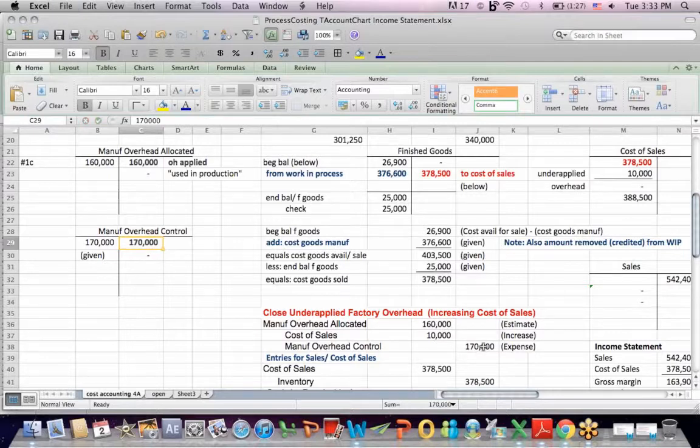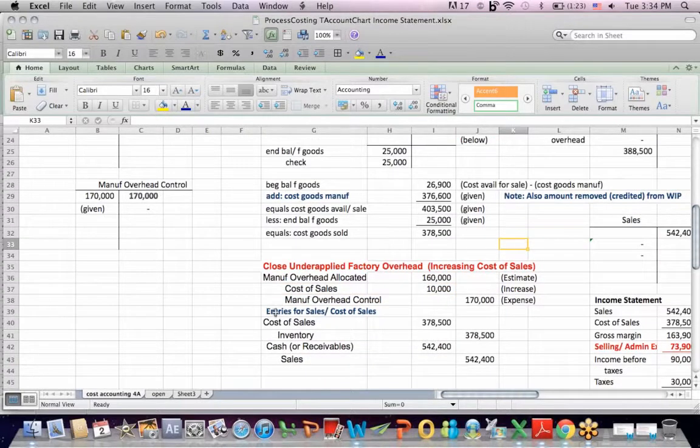We close the control account by crediting. We close the allocation account up here with a debit, because we applied it as a credit. We write checks, so we have a debit in overhead control. We close it by crediting, and the difference to make it balance, the $10,000, is a debit or an increase to cost of sales. That means the checks we wrote, 170, were more than what we allocated to work in process by $10,000, so we're expensing another $10,000.